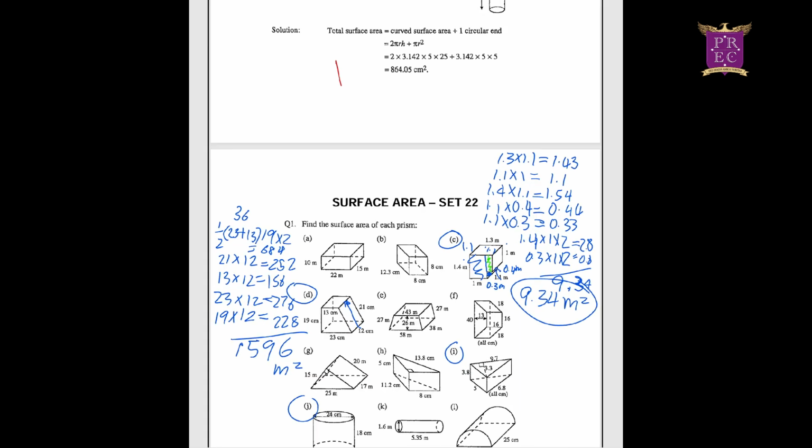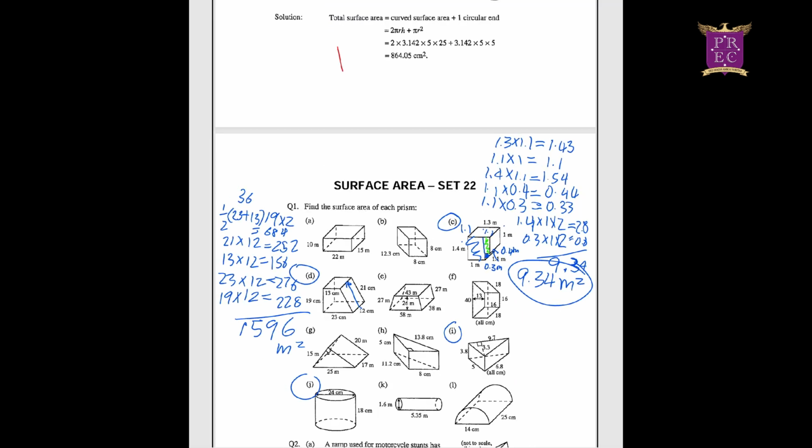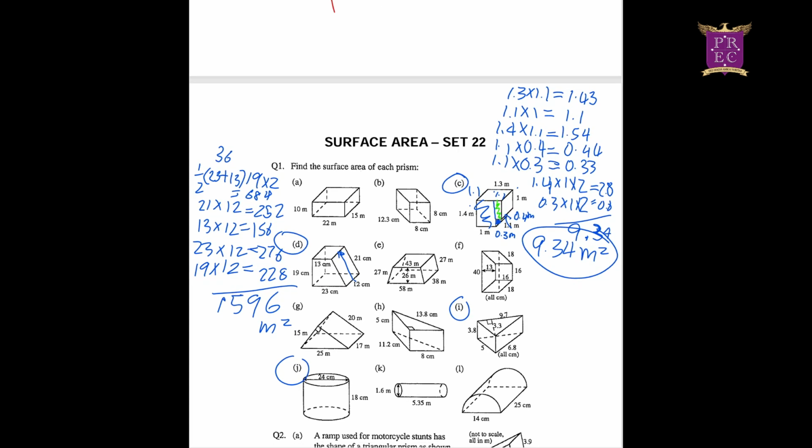Zoomed out a little bit too much. Okay, there we go. Question I. We've got a shape that looks like a cheese. What we need to do is find out the different sides. Okay, so this side will be 3.8 times 5, so we can write that over here, 3.8 times 5.